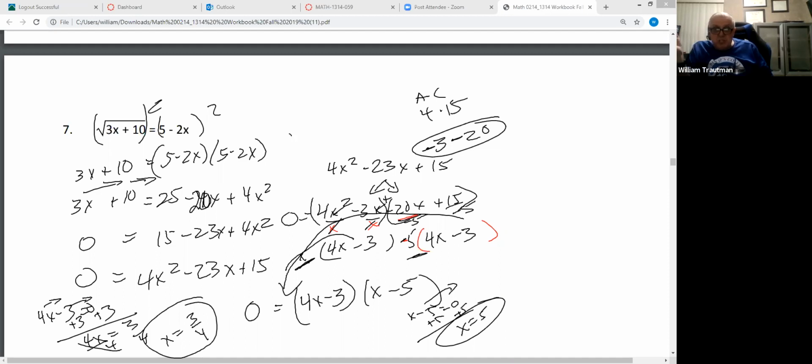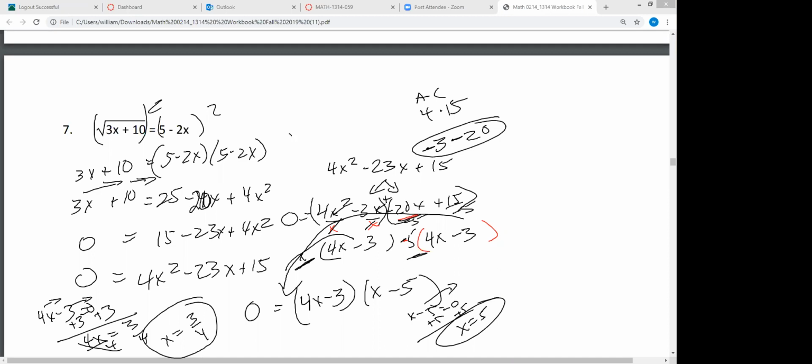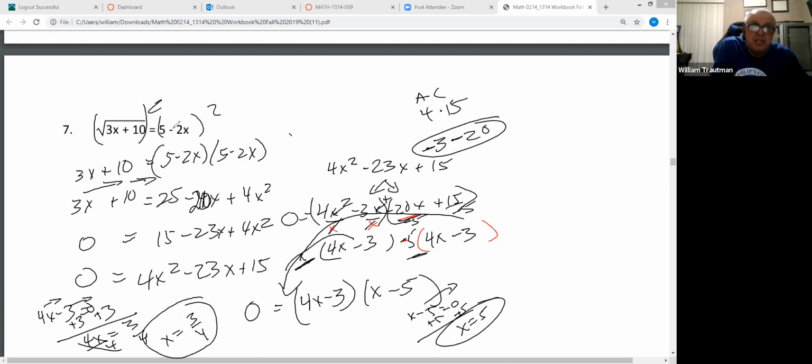Somebody look at the back of the book. Tell me what the answer is. I don't even know if 3/4 is an answer, but it probably is. It's 3/4. Okay, good. So if you plug 3/4 back in here and put it on your calculator, you'll get the same thing on both sides.